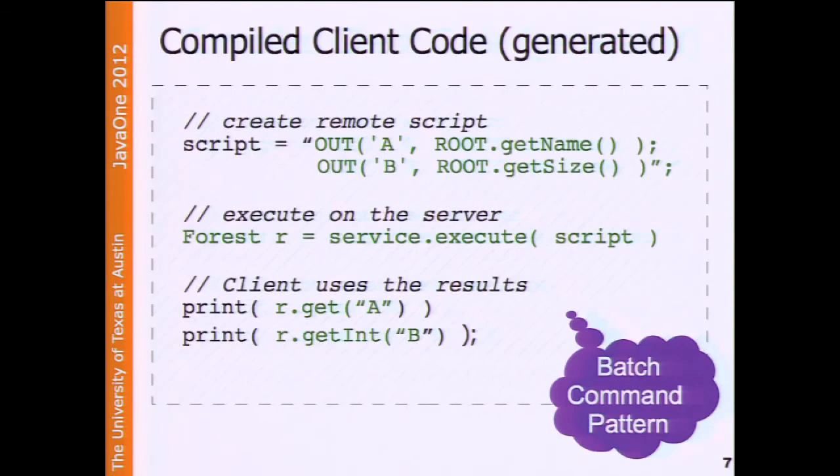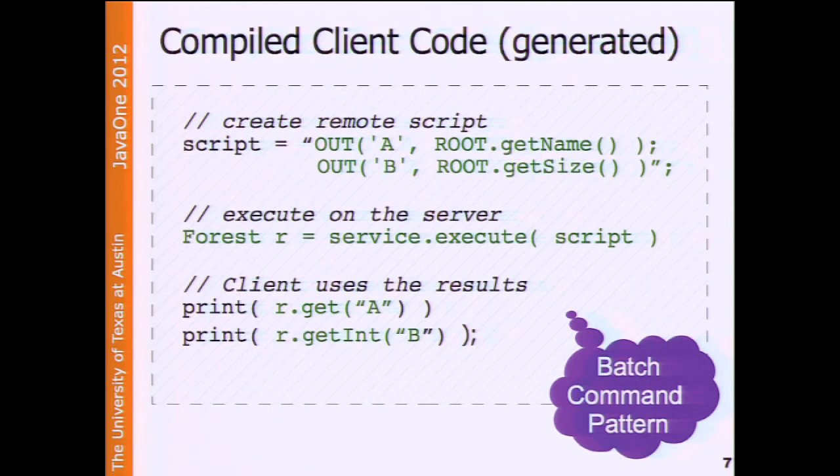Okay, so here's what the compiled code looks like, if I were to recompile the code and re-engineer the bytecode. So it creates this script that says call root.getName, root.getSize, capture the out, meaning capture those outputs into a field named A and a field named B, and so that creates a script. It executes the script, gets a result forest, which is now going to be a collection of results, like a result set in SQL, and then prints out the get of A and the get of B. I guess the first one should be get string, actually. But that's okay. And I'm calling this the batch command pattern.